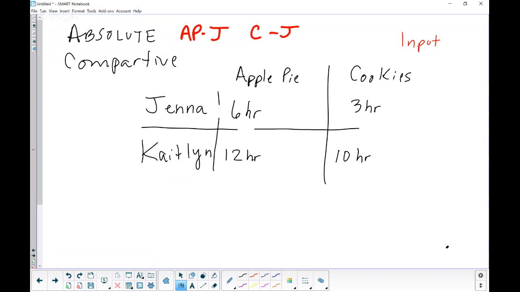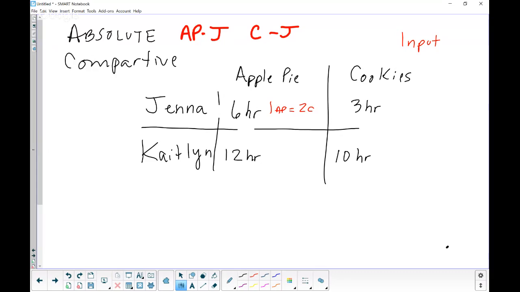So other goes under. So during the 6 hours that it takes Jenna to make one apple pie, how many batches of cookies could she have made? Well, if it took her 3 hours to do a batch and 6 hours to do one apple pie, other goes under. 6 over 3 is 2. So in this case, she could do 2 batches of cookies in the same amount of time that she could do one apple pie. So her opportunity cost of the apple pie is 2 cookies.